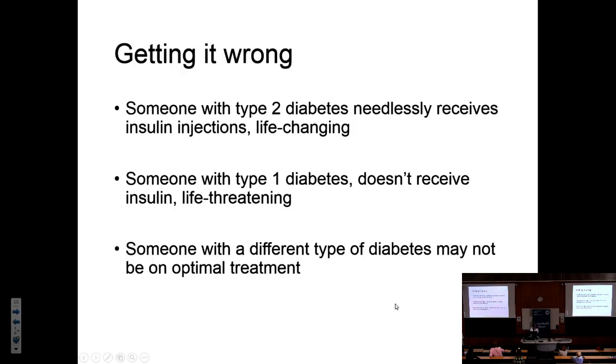The opposite scenario is even worse. Someone with type 1 diabetes that doesn't get insulin is at risk of that life-threatening complication that I mentioned, ketoacidosis. Now, you might think this doesn't happen. It really happens. We see it all the time in our clinics. People have been diagnosed as having type 2 out in the community. They come to the specialist service. Actually, they've got type 1 and they need insulin. Most of the time, we're lucky enough to pick it up before they enter that life-threatening complication. Sometimes we're not. If they've got a different type of diabetes, maybe they won't get the optimal treatment, the optimal drug choice that works best for them.